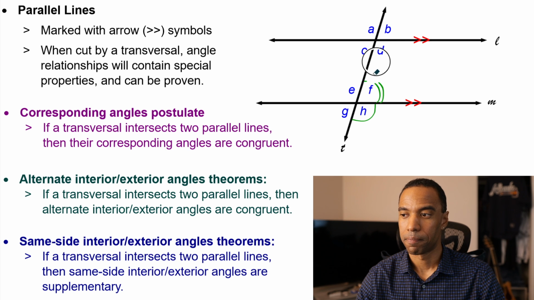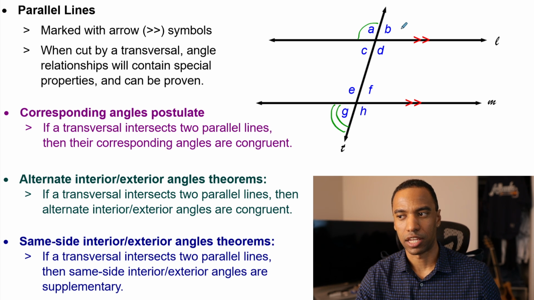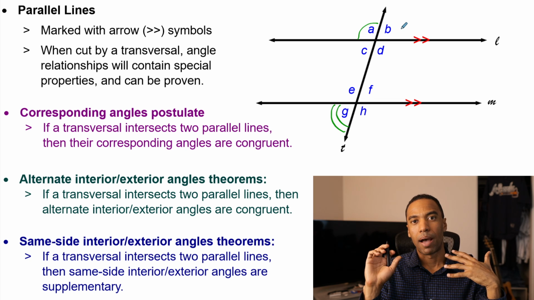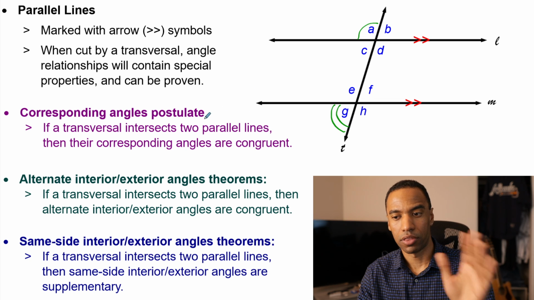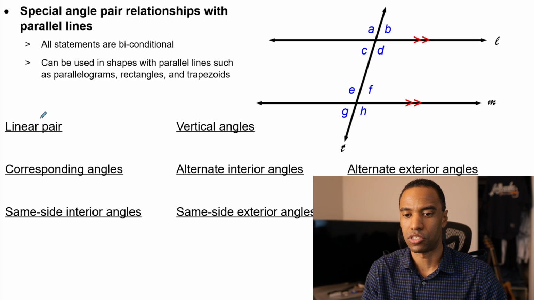These are not adjacent. How about same side exterior angles? Let's look at A and G. A and G are also supplementary. Same kind of thing as before. So I'm going to write these on the next slide. But anyway, all the diagrams are there. Here are the theorems. Again, they can be proven. Let's go ahead and write these things down.